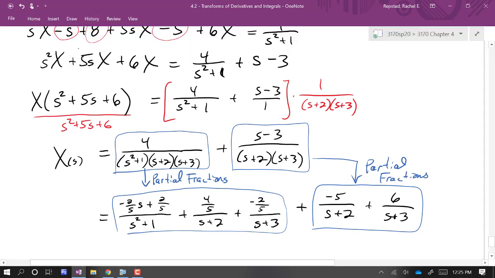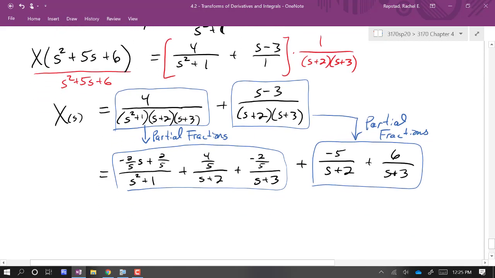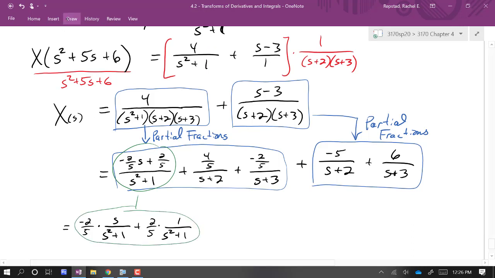So we found the partial fraction decomposition for each, and now I'm just going to do a little bit more algebra to rewrite it to make the inverse transforms easier to find. So this first fraction, starting with the very first one, I've got a negative 2/5 times s over s squared plus 1 plus 2/5 times 1 over s squared plus 1. That is this part here. And then we have plus 4/5.